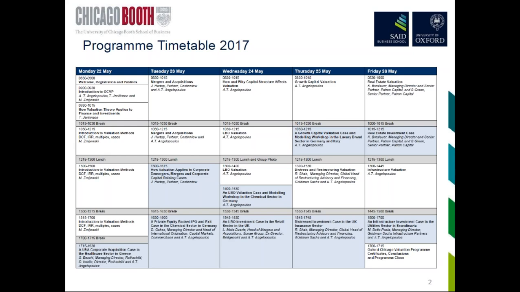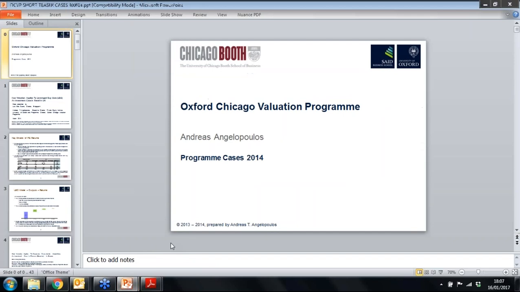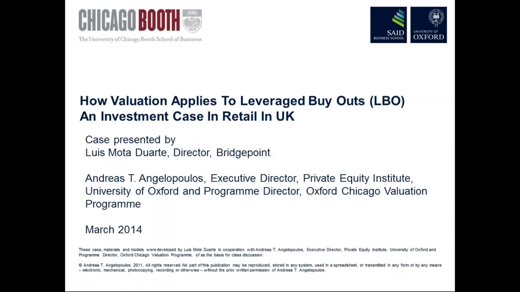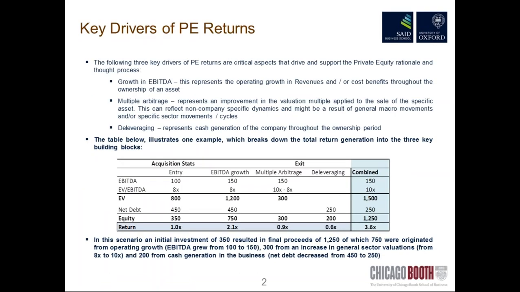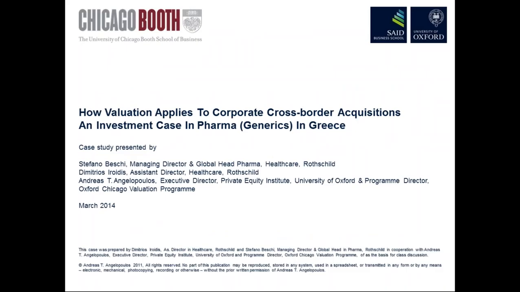To show you very quickly now, before we go to the questions, some samples of the materials, so you understand the type of materials that we offer on top of the 12 models. There are 1,400 pages in a banking format. With Luis Duarte, who was with Bridgepoint, we will cover the value drivers for PE returns, how we calculate our returns, EBITDA growth, the leveraging, multiple arbitrage.